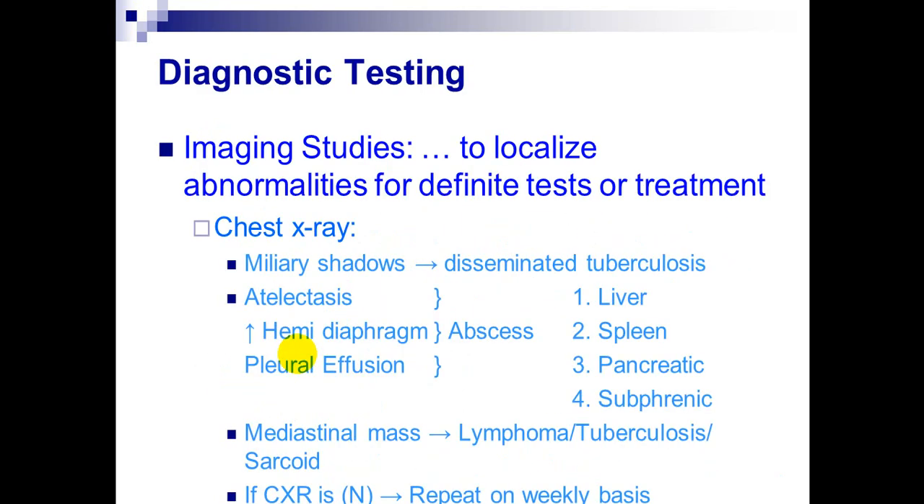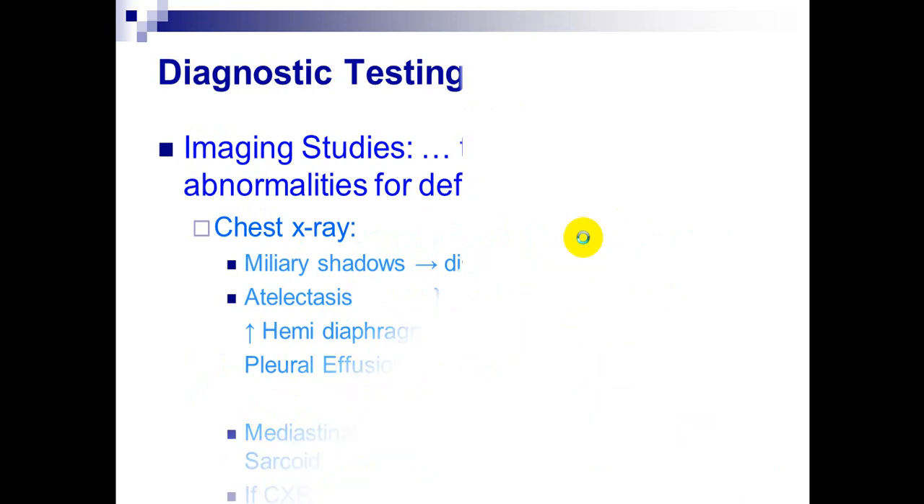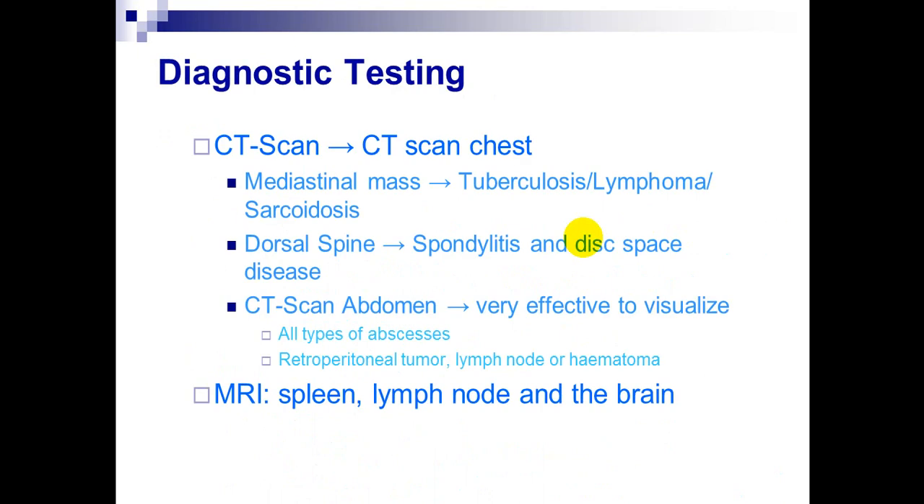Imaging studies: chest X-ray for miliary shadow, miliary TB, atelectasis, pneumonia, mediastinal mass, lymphoma, or other infectious causes. CT: mediastinal mass, dorsal spine spondylitis, could be brucellosis. CT abdomen for any abscesses. MRI of spleen, liver, and even brain.